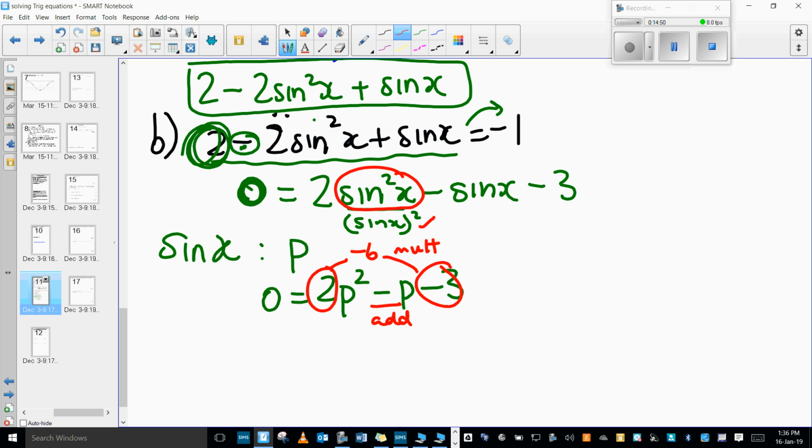One of them's got to be negative. Negative 3 and 2. No, negative 2 and 3. Negative 3 and 2 is positive. Okay, it's going to be negative 3 and positive 2 because, Skylar, when we add them the value has got to be negative 1, yeah? So we've got 0 equals 2p squared minus 3p plus 2p minus 3.